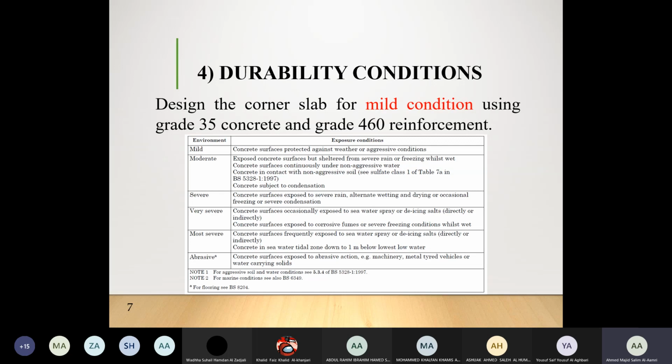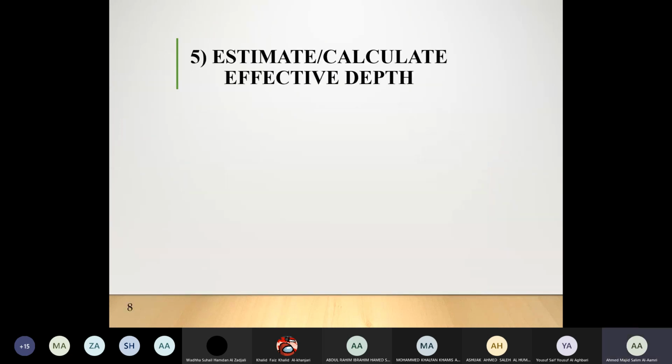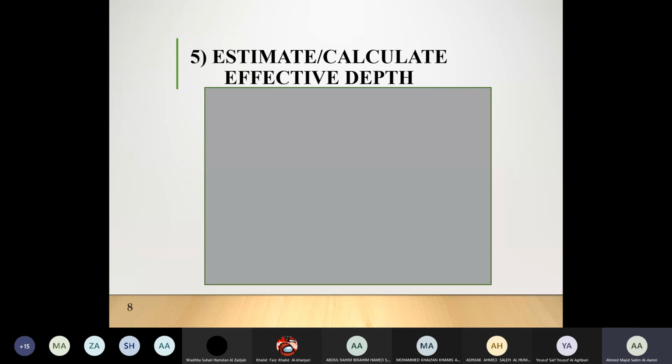Now in our problem, you can see that it has been clearly mentioned that we are going to use mild. Now, after having the condition to be used mild, once again, if the conditions are not given to you, then you need to use your engineering judgment based on the location that you are designing your building for. And the nature of the building will help you in assessing how much fire resistance is going to be required. We can go for estimation, calculation of the effective depth.